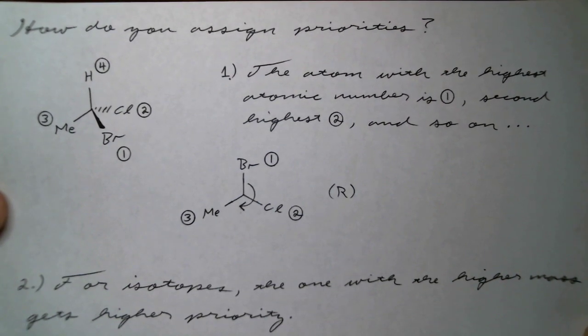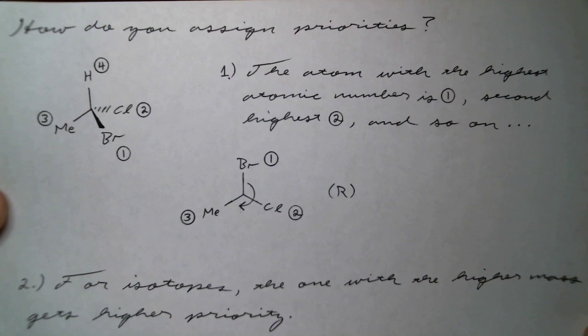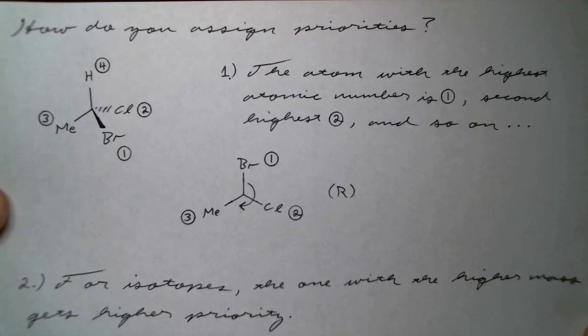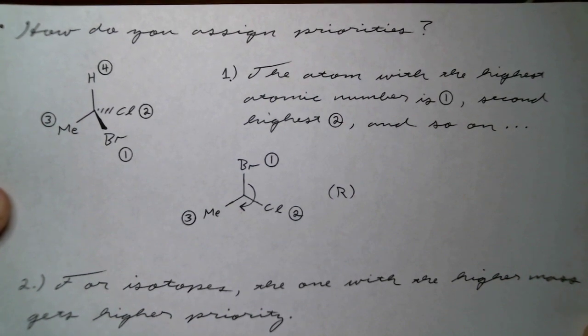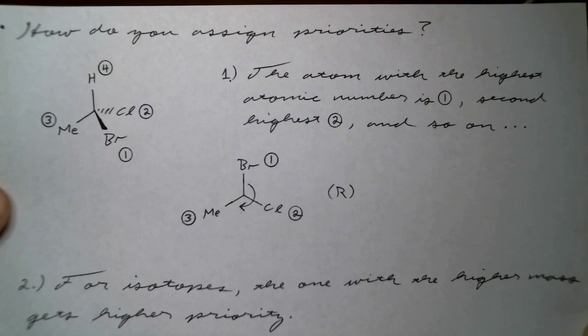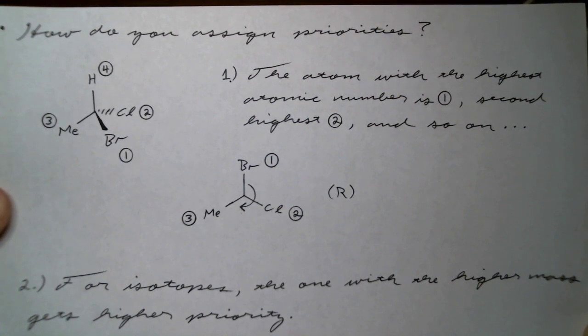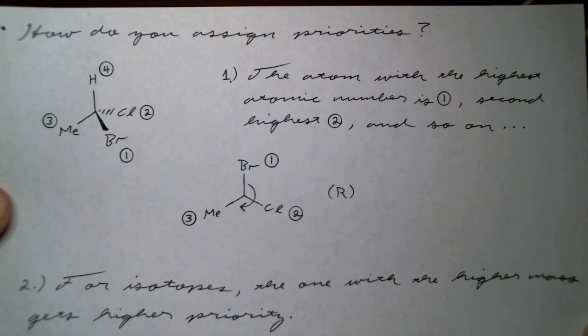So how do you assign priorities? That's the next question. So in answer to that, for the time being, rule 1, the atom with the highest atomic number is the highest priority. It gets priority number 1. The second highest gets priority number 2, and so on.